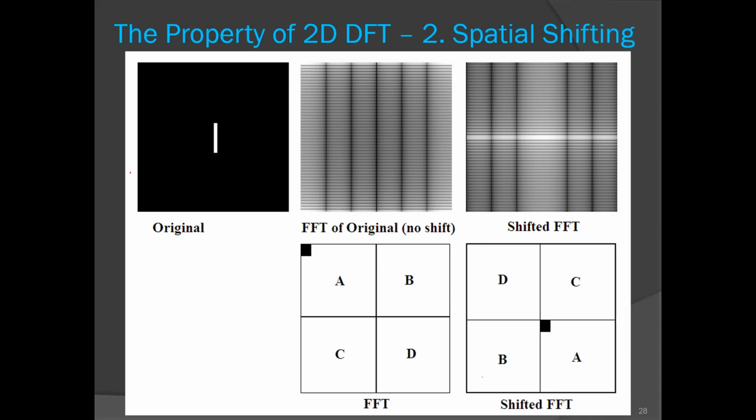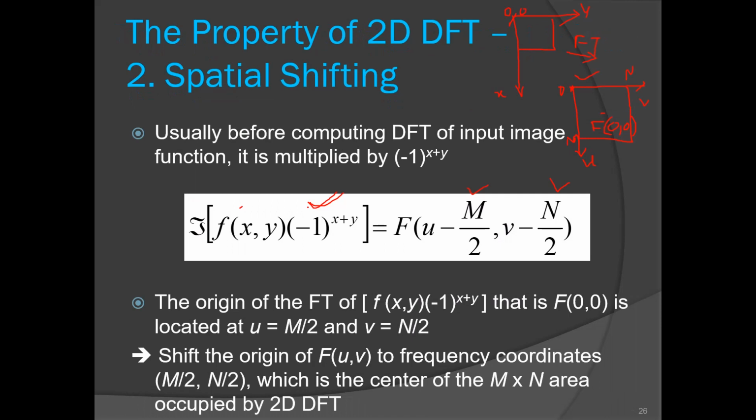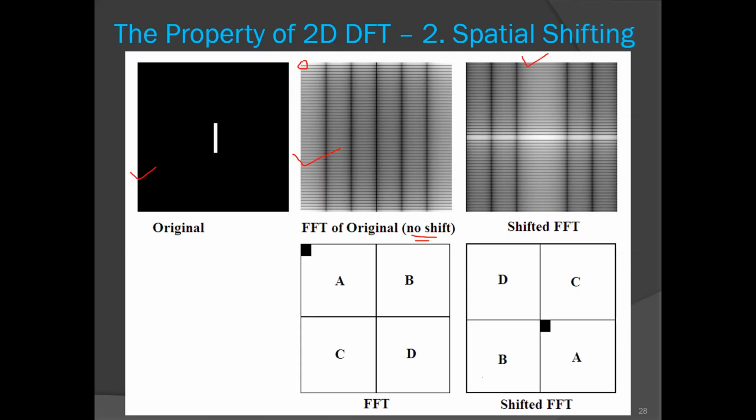Okay, so this is the original image, and this is the FFT of the original image, and we have not done any shifting. So the center of the spectrum lies here. If we shift, that means if you multiply the original image by this factor, you will get this shifted version of f of t. Now you can see the spectrum clearly, with the center of the spectrum at the center of the image.